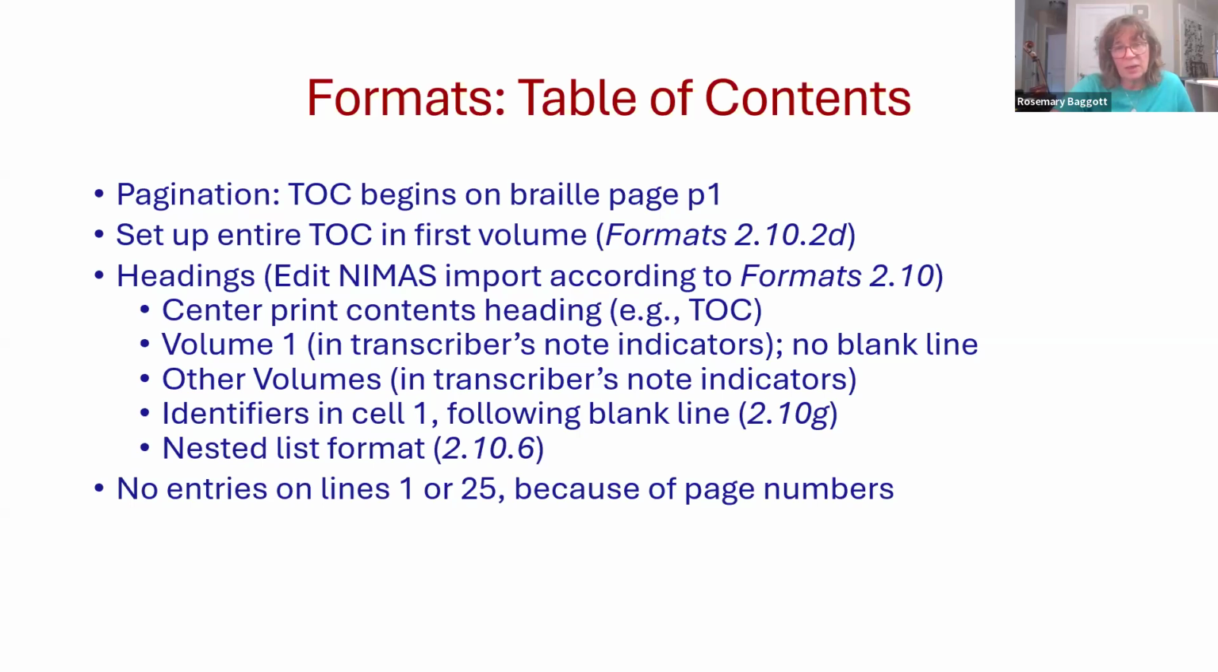Identifiers typically start in cell 1, following a blank line, and it comes in a nested list format, which we'll talk about later today too. So no entries on lines 1 or 25 because of the Braille page numbers.